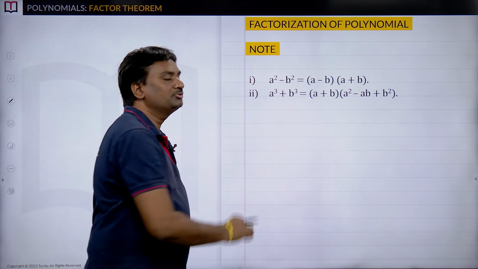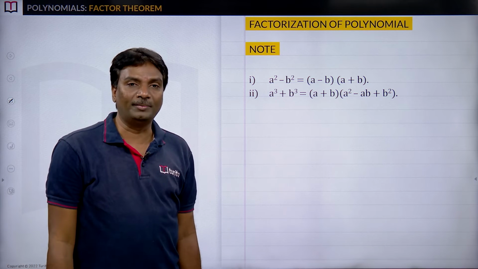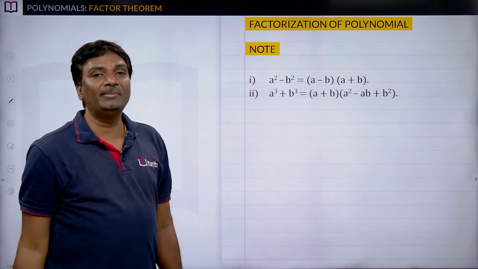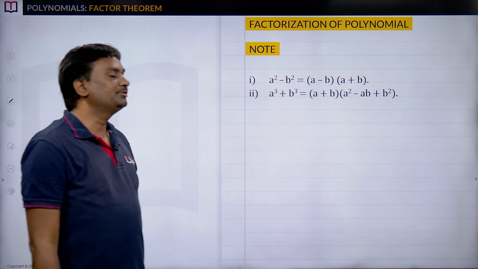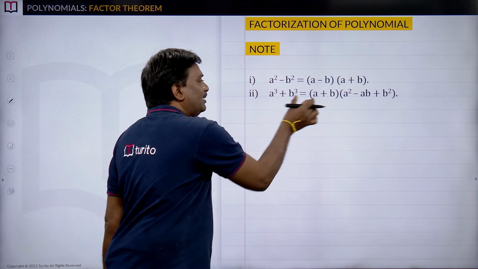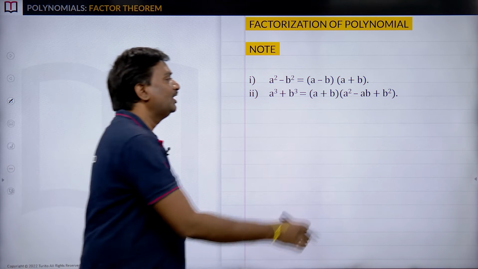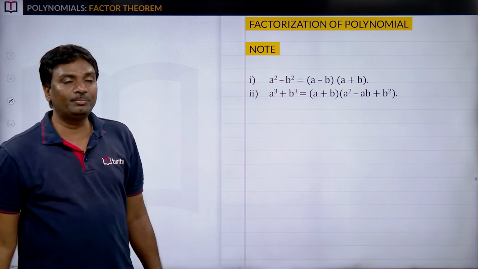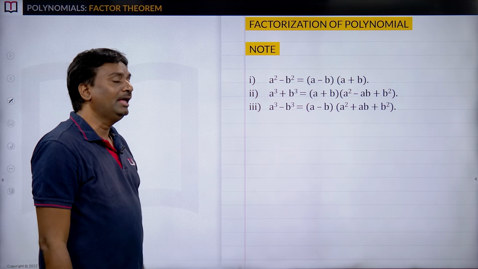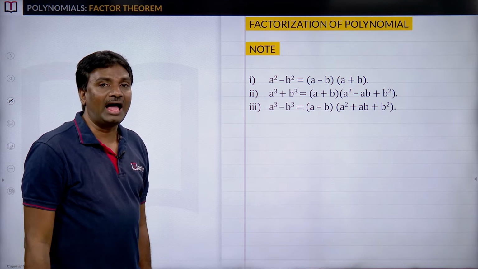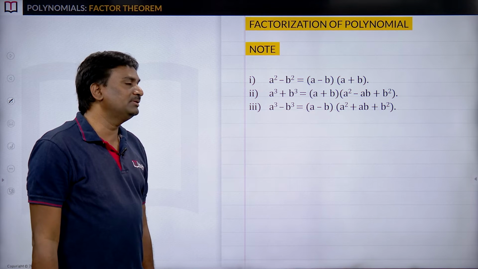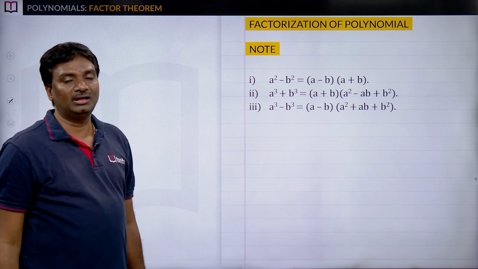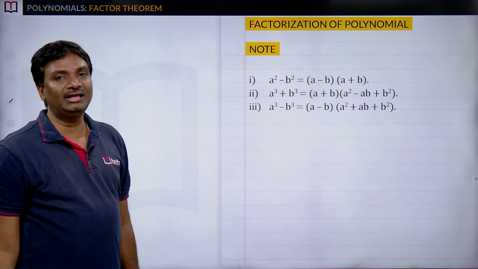So for example, if a cube plus b cube is a polynomial, then we can express that polynomial as a plus b into a square minus ab plus b square. So this a plus b is one factor of a cube plus b cube, and a square minus ab plus b square is also a factor of a cube plus b cube. Similarly, a cube minus b cube can be written as a minus b into a square plus ab plus b square. So you have to keep remembering these formulae because we can apply them for solving the given problems.